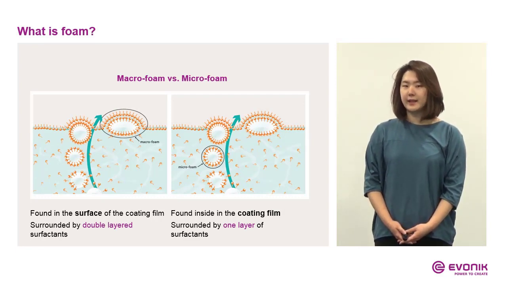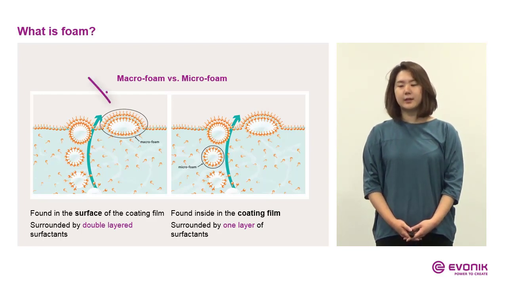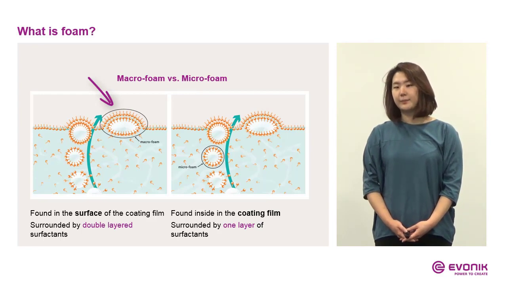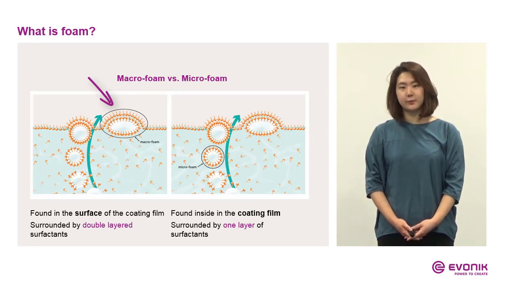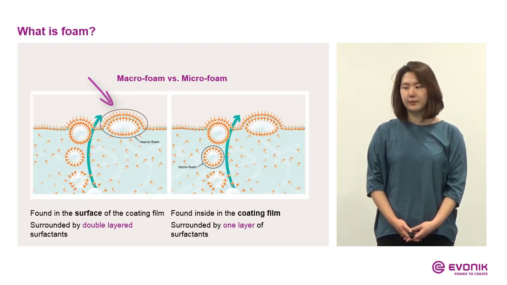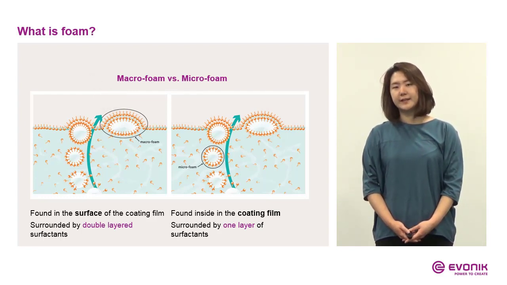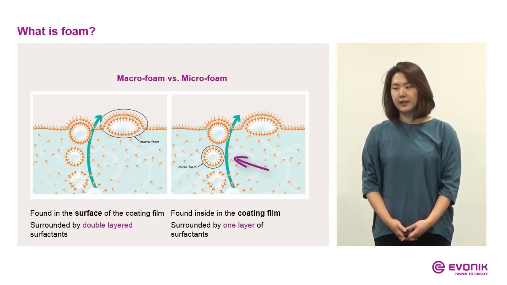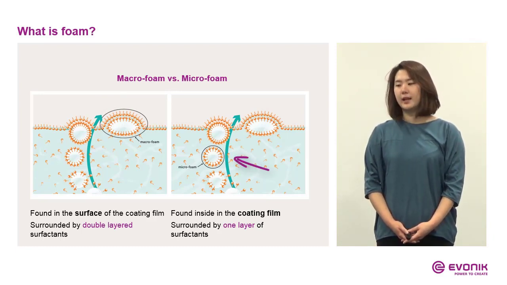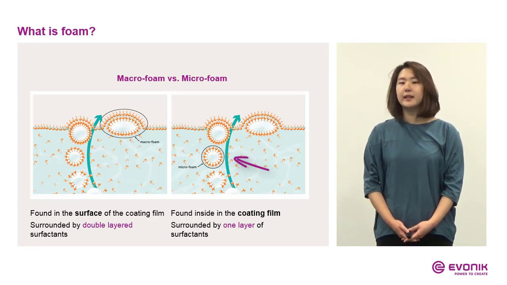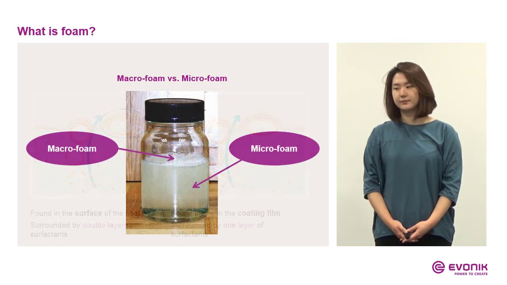Macrofoam, on the left side, you see, is present on the surface of the coating film. They're surrounded by double-layered surfactants, which are also called duplex layer and foam lamella. On the other hand, on the right side, you see microfoam inside the coating film. These are rather small foam, and they're found inside the coating film, surrounded by one layer of surfactants.